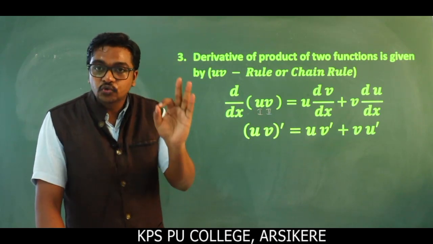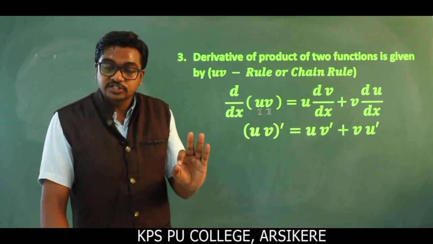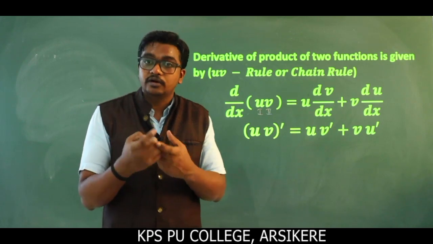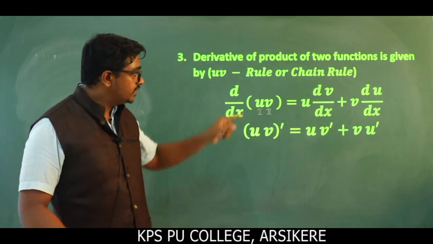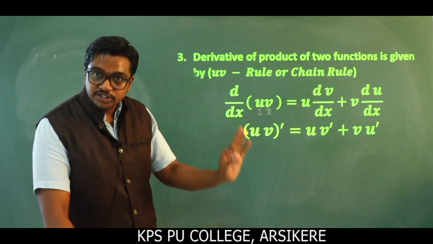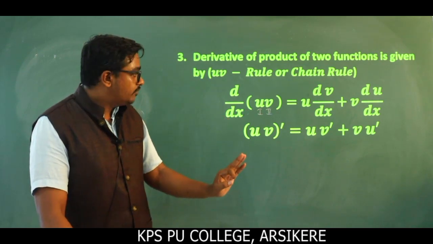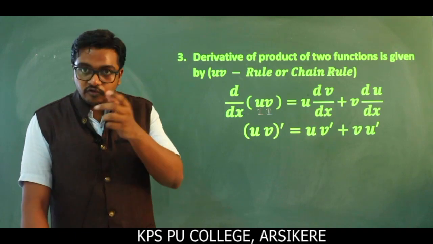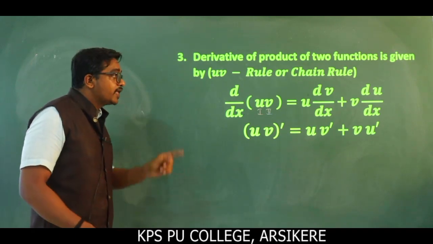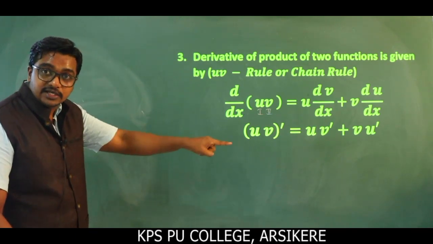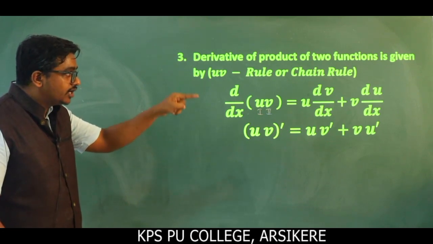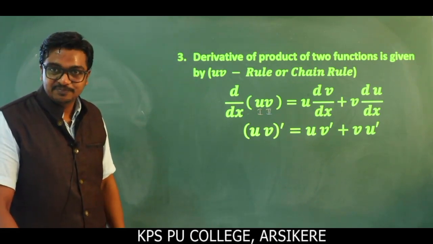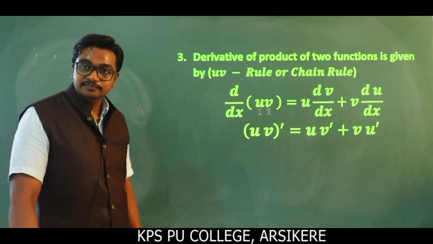This is the UV rule or product of two functions. Whenever finding the derivative of the product of two functions, always go with this form. This is the most important one. Take a mark note here. This is d by dx of u into v, product of two functions. When we have the product of two functions, first function into derivative of the second function plus second into derivative of first function. This is the case.